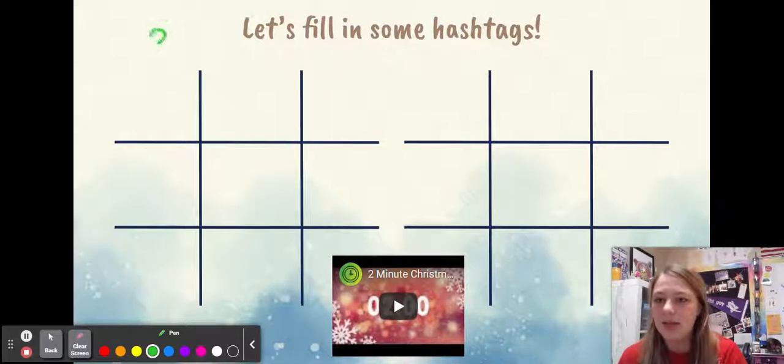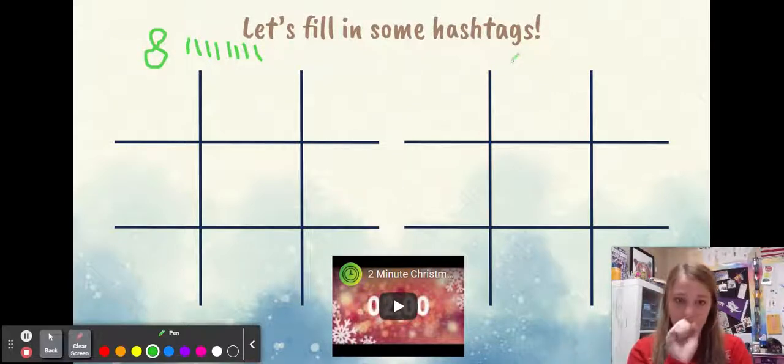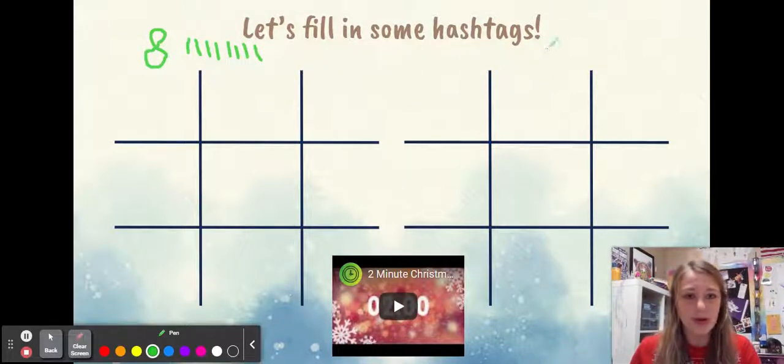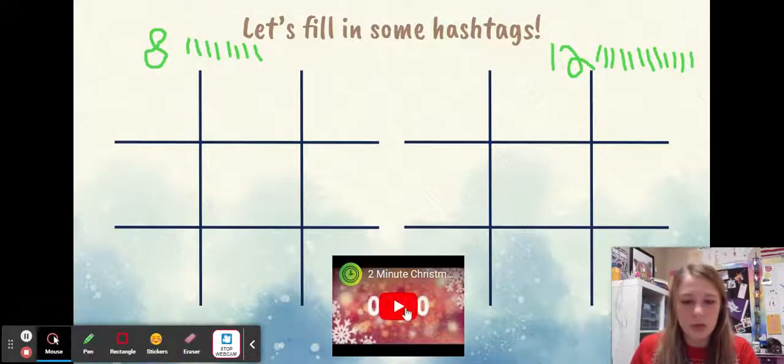We'll start with 8. Make sure you have 1, 2, 3, 4, 5, 6, 7, 8 tick marks. And we'll do a hard one. Let's do 12 on our other hashtag. Ugh, that's bad too. Make sure you have 1, 2, 3, 4, 5, 6, 7, 8, 9, 10, 11, 12 tick marks. Double check yourself.